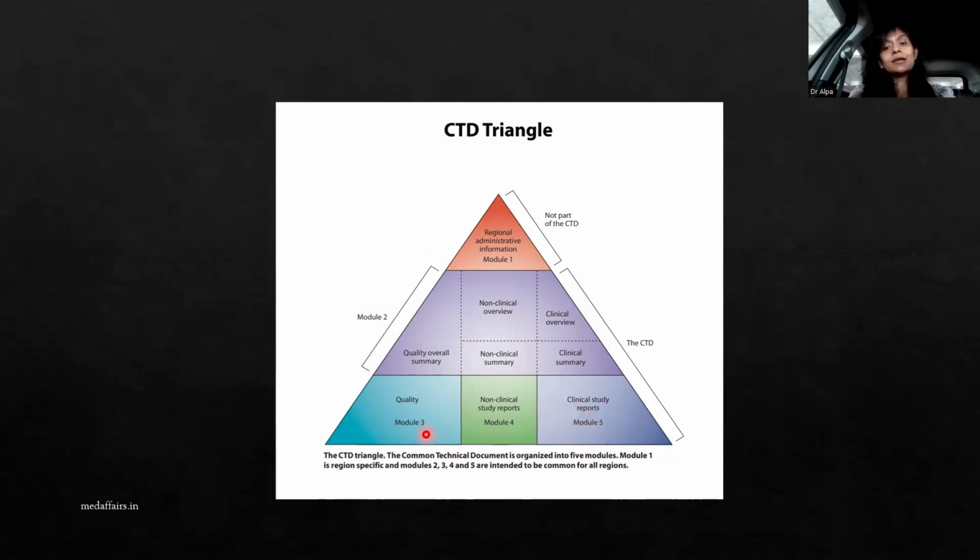So what exactly does a medical writer have to do? He has to synthesize the summaries from these 3 modules, the third, the fourth, and the fifth, and bring them over here to the second module. So in a way, what exactly would the second module have? The quality overall summary, the non-clinical study report summary, and the clinical study report summary. So everything comes over here, and this second module along with the first module will in a way form the skeleton of your CTD.